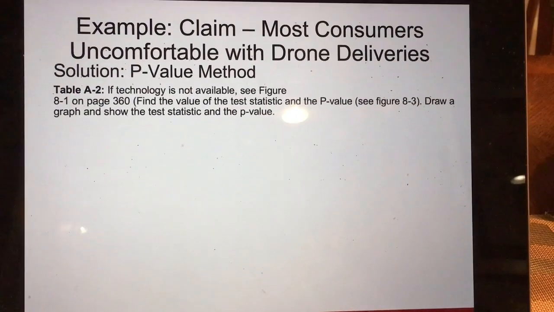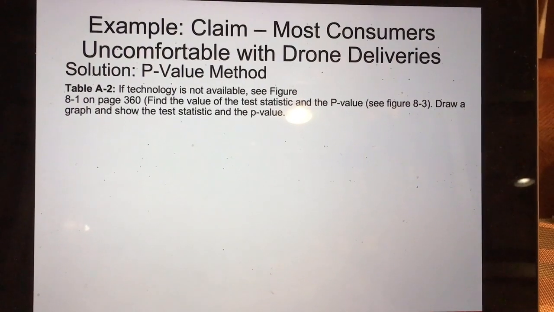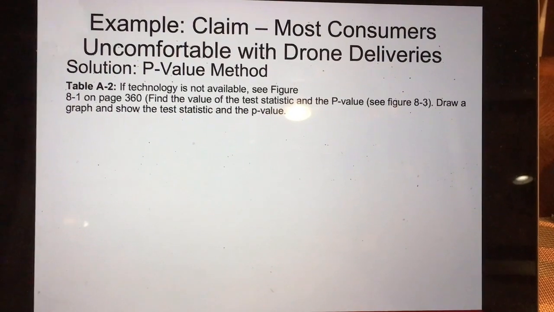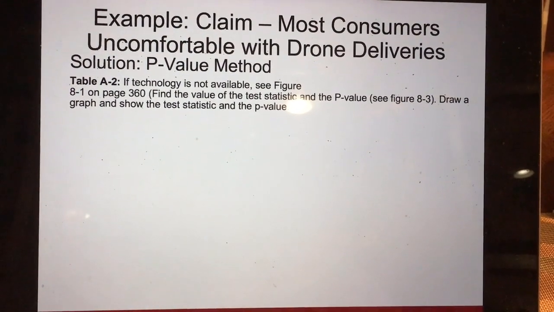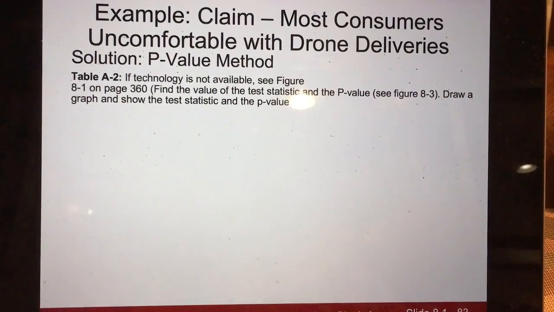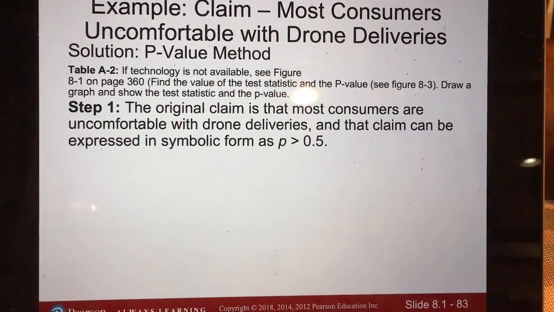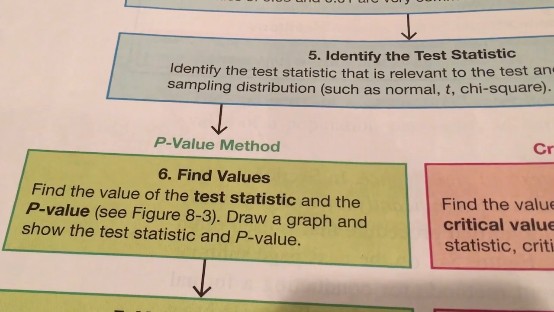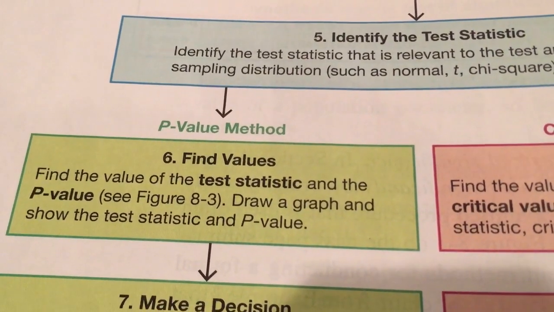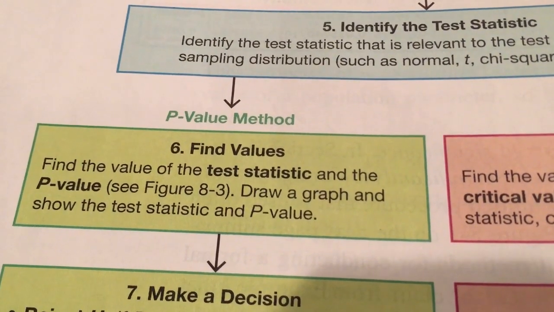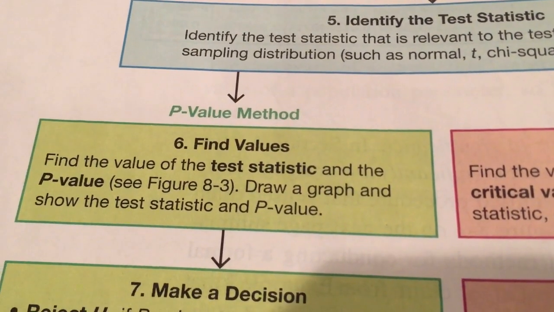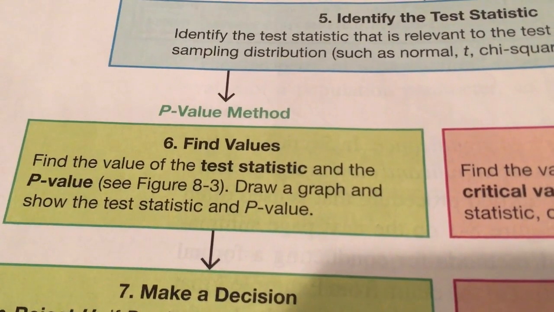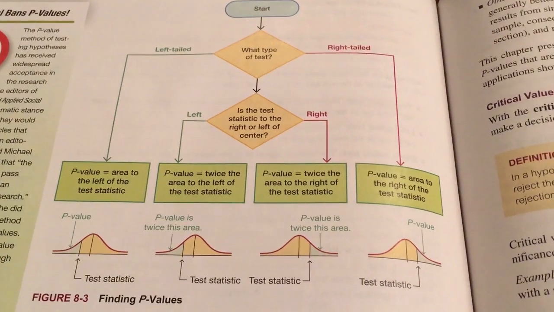Okay, so then it says if technology is not available, see the figure 8.1 on page 360, find the value of the test statistic and the p-value, draw a graph and show the test statistic and the p-value. So here, let's go look at that chart on page 360. Okay, so they're telling us how to use the p-value, find the value of the test statistic and the p-value, and then we're going to go to 8.3, figure 8.3. It says draw a graph and show the test statistic and the p-value. Okay, here's the 8.3 chart.